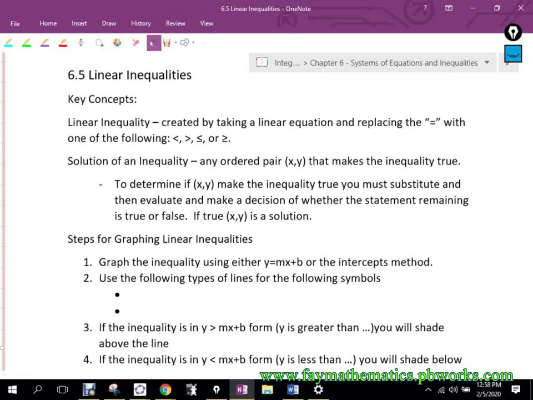What we learn here, the procedure that I show you, is we're going to add 2 steps to graphing. One of those steps is that we're going to decide what kind of line we use, whether we use a solid line to graph or a dotted line. And then we're going to decide whether we color above the line or we color below the line.